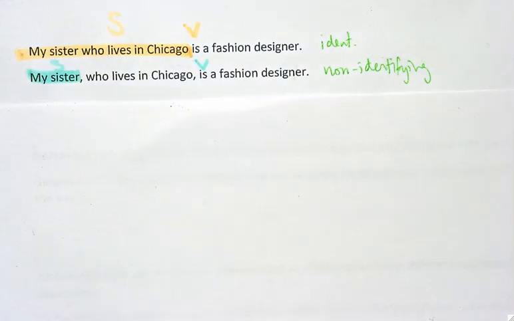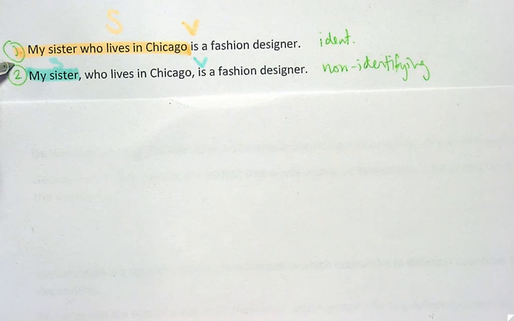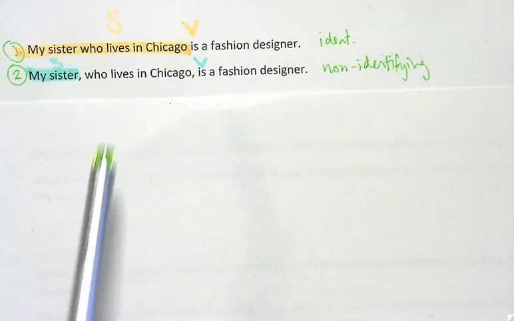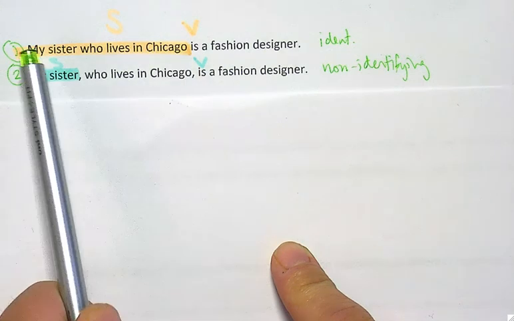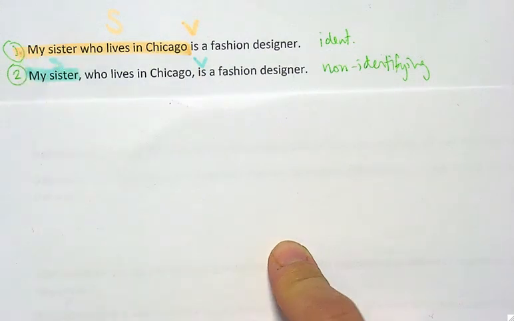Why did the writer in number 1 choose no commas? And why did the writer in number 2 choose commas? They're the same sentence. So how does it change the meaning? In number 1, my sister who lives in Chicago, if we think about making this into an adjective, it would be my Chicago sister. What does that tell you about the writer?